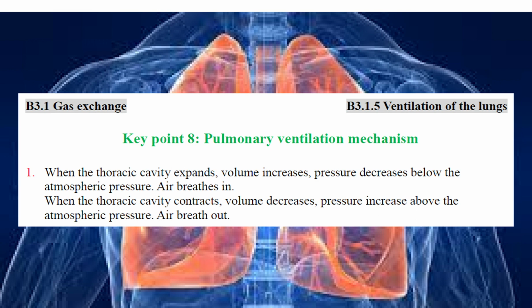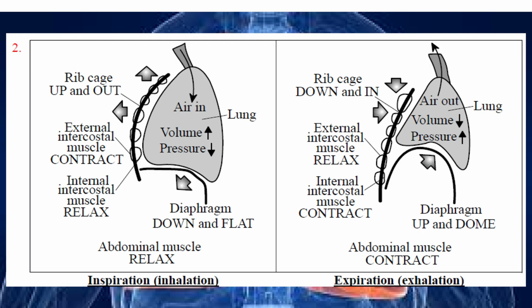But how do we do it? The mechanism is like this. It's by the lung, two ways. When you want to inhale, remember, for inhalation you need to increase the volume, so the rib cage moves up and out, and the diaphragm moves down and flat. The volume of the lung increases and the pressure decreases, and air flows in naturally.